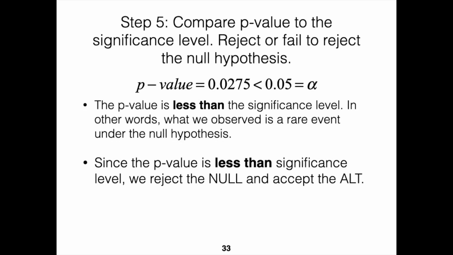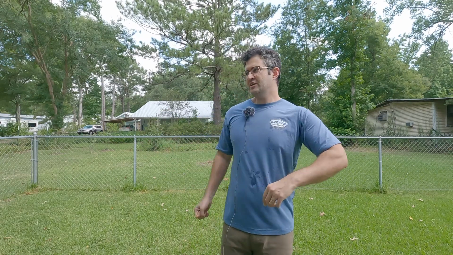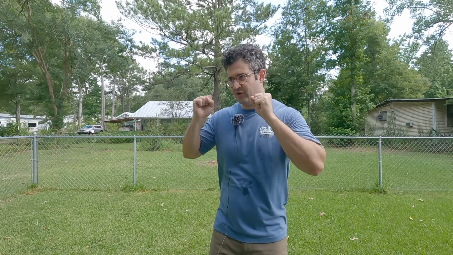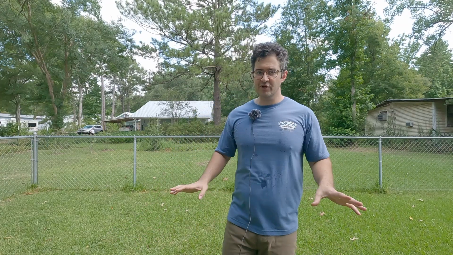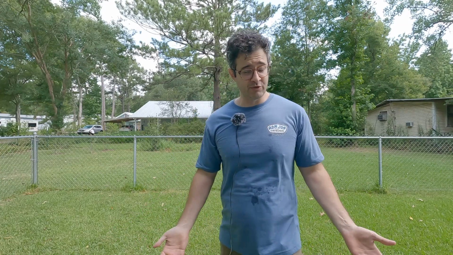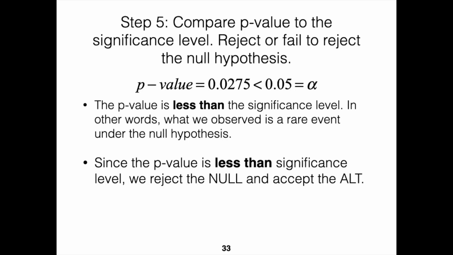Step 5, I'm then going to compare the p-value to the significance level. So we've got our threshold. Again, we're saying, okay, if there's a very low amount of risk, then we're going to go ahead and say that there's a difference between the 2 groups. But if there's a lot of risk, then we don't want to say that. In this situation, the p-value is this 0.0275. 0.0275 is a number that's less than 0.05. So we reject the null hypothesis and we accept the alternative hypothesis.